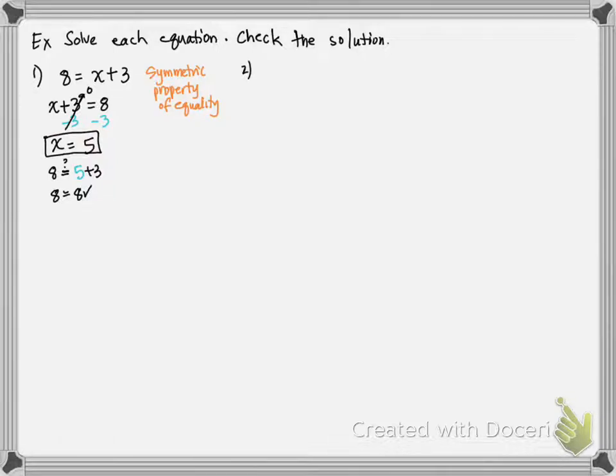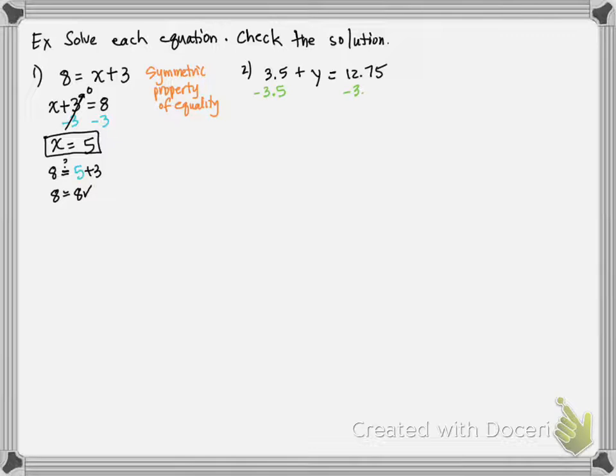Number 2, decimal. 3.5 plus y equals 12.75. So what you're going to do is look at the number that's doing math with the variable. And if you notice, it's a positive number. So we're going to do the inverse of that. We're going to do a negative number, which is the same as subtracting.